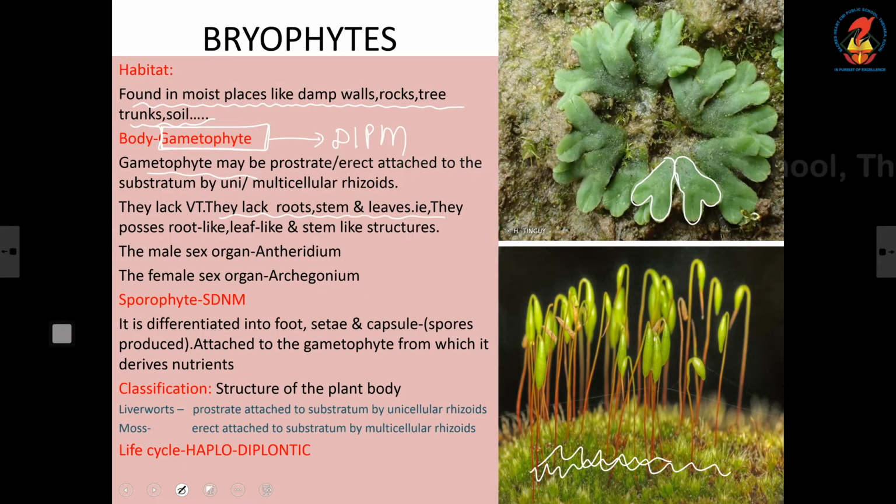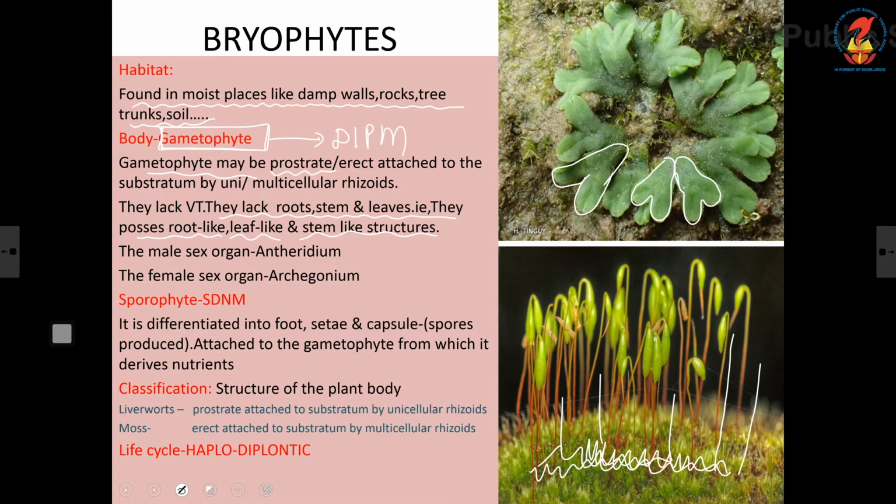They lack root, stem, leaves. They possess root-like structure, leaf-like structure and stem-like structure. It's not the true root, leaves and stem. And they can either be like this, that is erect. So this is an example of erect type, or it can be prostrate, flattened, appressed to the wall. Dorsoventrally flattened, prostrate structure attached to the wall or the substratum. It can either be like this or it can be erect.